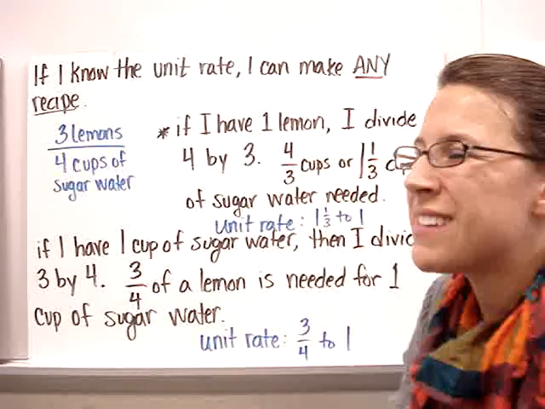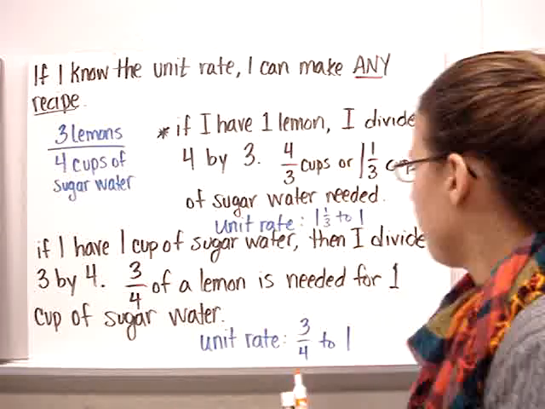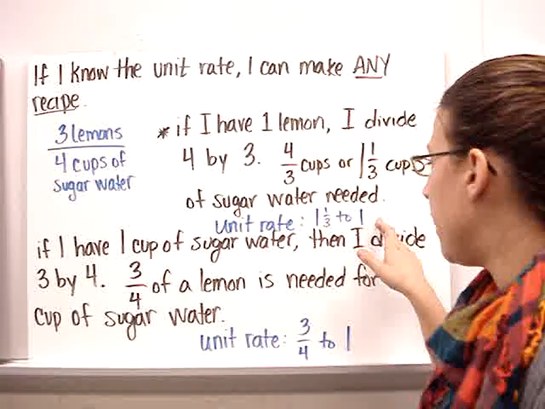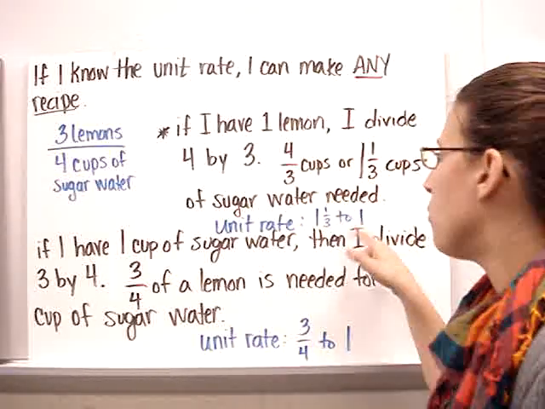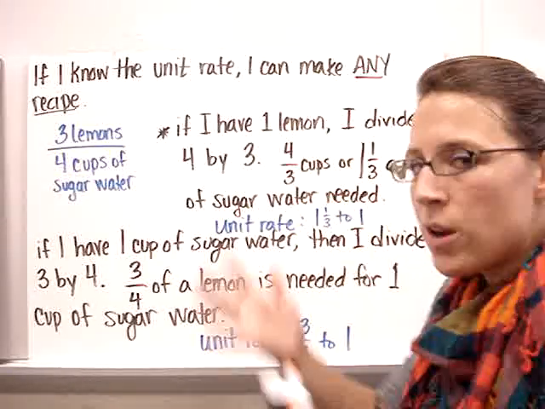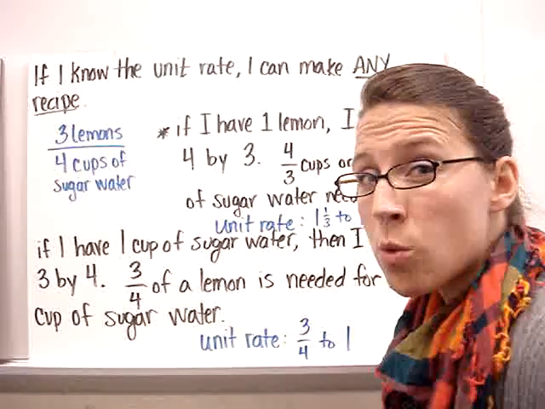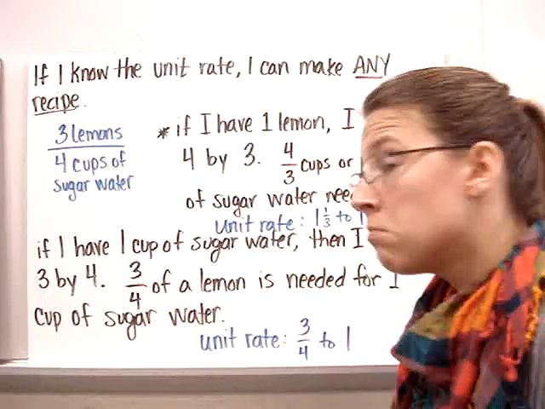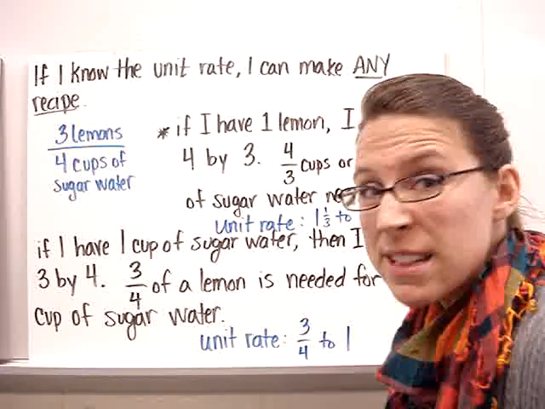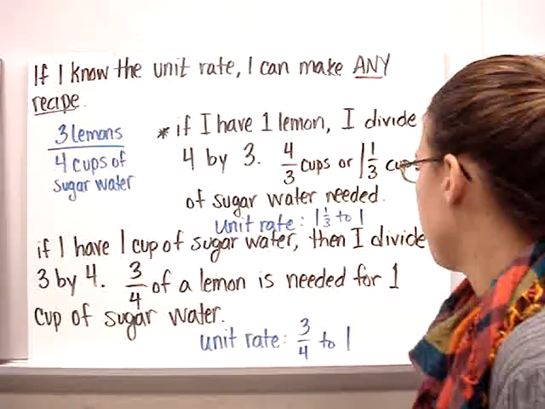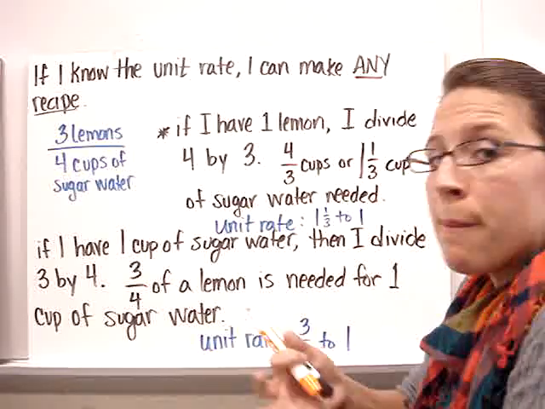That unit rate, because the second number is 1, is 1 1/3 to 1. 1 1/3 represents the cups of sugar water, and 1 represents the lemon. Likewise, you could say it the other way too. It doesn't make it wrong. If I have 1 cup of sugar water, how many lemons do I need? Interesting. Well, this way, you do the opposite.